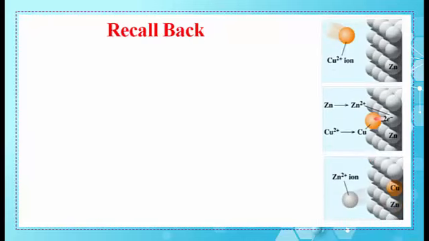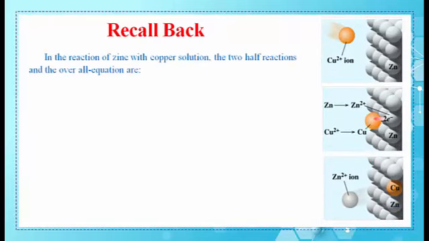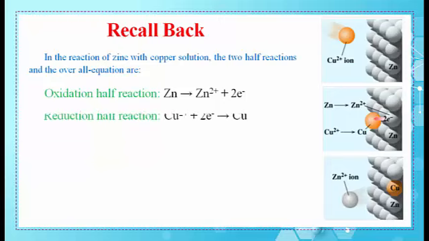Before we start our lesson, let's recall some information. In the reaction of zinc with copper solution, Cu2+, the two half reactions and the overall equation are: the oxidation half reaction is Zn undergoes oxidation by losing 2 electrons, it gives Zn2+, while the reduction half reaction is Cu2+ plus 2 electrons gives Cu.